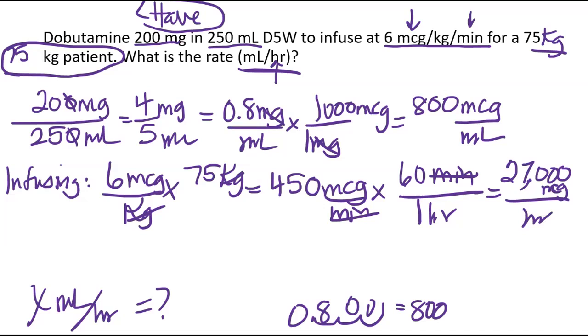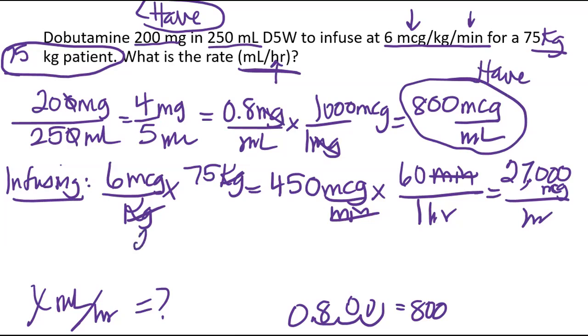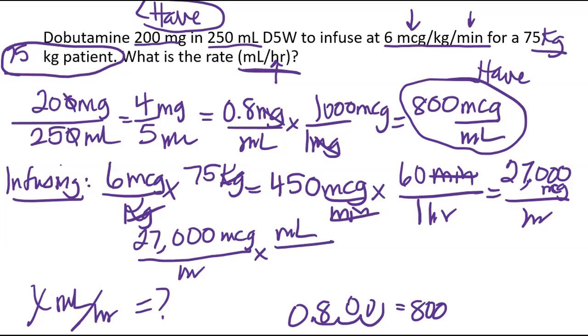We need to go back to what we have. Okay, what we have here is, this is what we have. This is the infusion, so we're infusing 27,000 micrograms. So let's take what we have, desired over have. So let's do 27,000 micrograms. That's what we're infusing per hour, times, and then we have to fix this so we can get milliliters at the top, so we're going to flip it. So that's milliliters over micrograms, 800 micrograms.